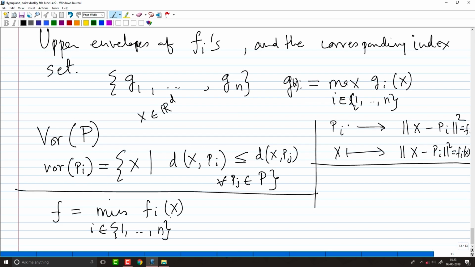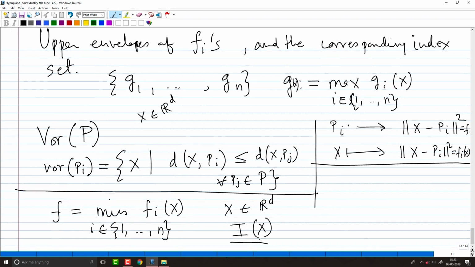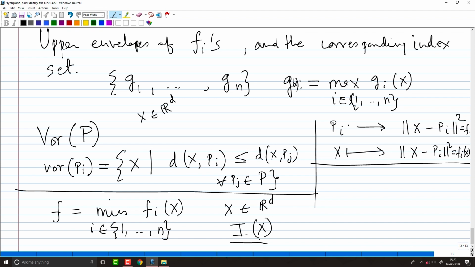How do I maintain it? What I can do is, give me any x belonging to Rd, I can tell you the index set of that point x. You get what I am trying to do? Give me any x in Rd, I will be able to tell you what is the index set of x. So, what is this index set telling me? The set of indices of the points whose Voronoi cell contains x, right.